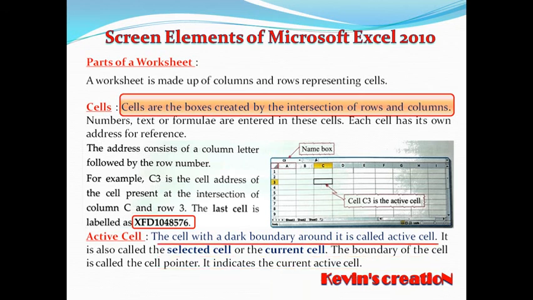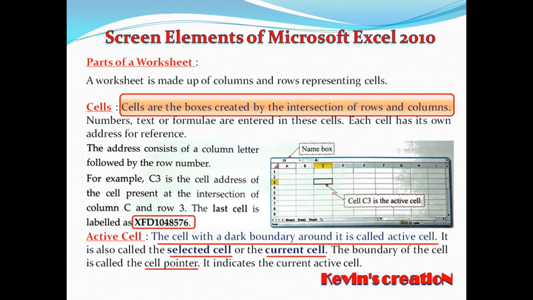So this is also the definition for active cell. What is active cell? The cell with a dark boundary around it is called the active cell. Now this is also called selected cell and current cell. So the other two names are selected cell and current cell, nothing but active cell only, okay. The boundary of the cell is called the cell pointer. So this one is called the cell pointer.